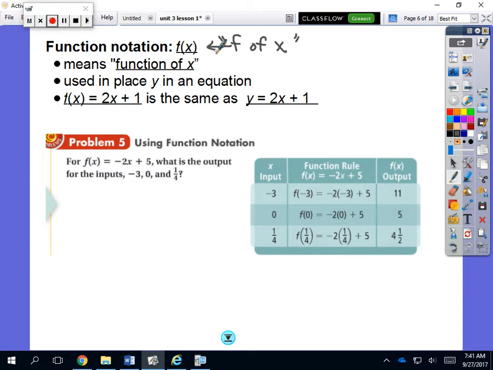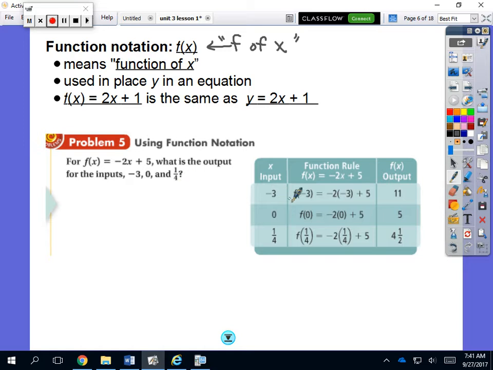Sometimes it's g of x, h of x, it just depends on how the function is written. So it's used in place of y in an equation. So in other words, f of x equals 2x plus 1 is the same as saying y equals 2x plus 1. What is the output for the inputs -3, 0, and 1/4 in this function?